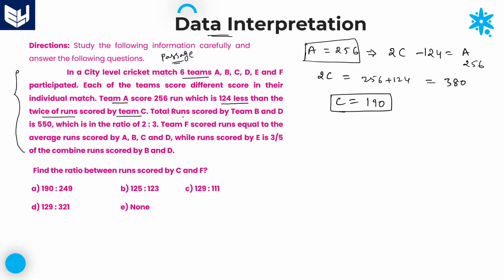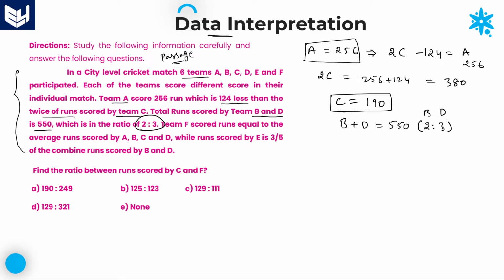And next one, total runs scored by B and D is 550. B plus D is equal to 550, which is in the ratio of 2:3. It means the B and D ratio is equal to 2:3. B and D ratio is given as 2:3.